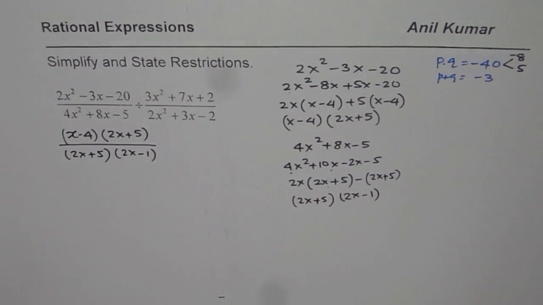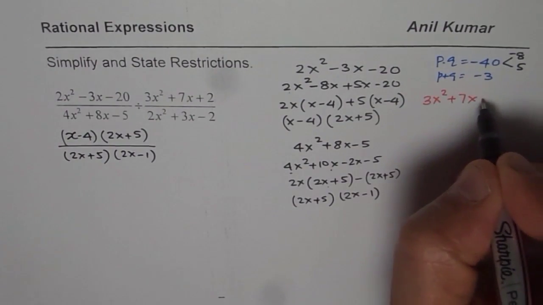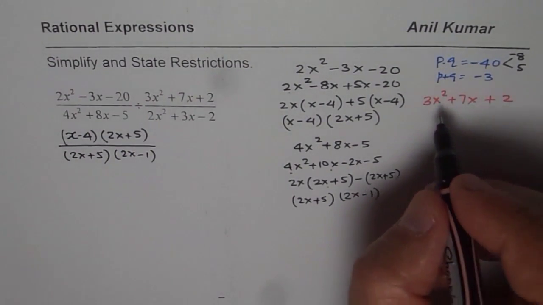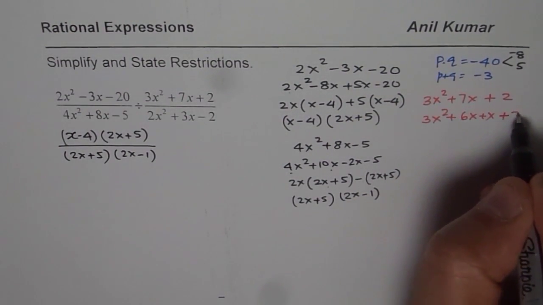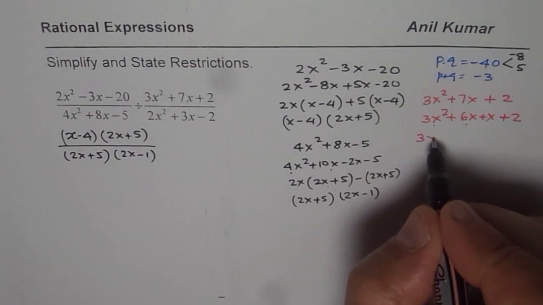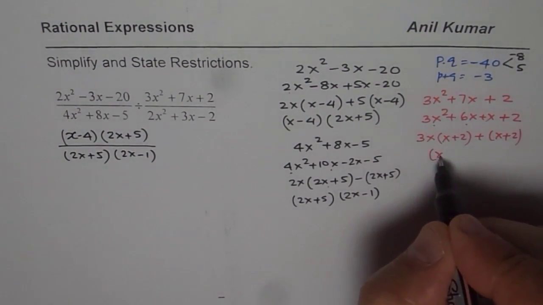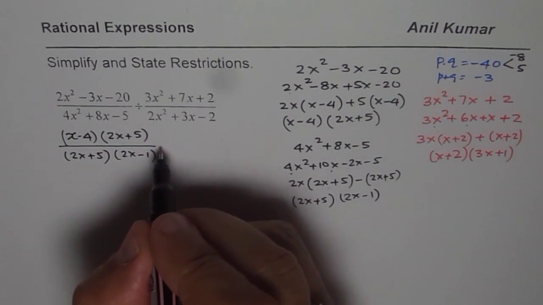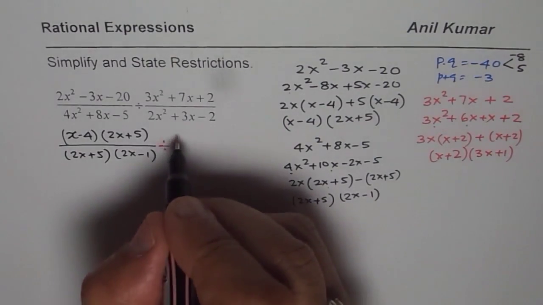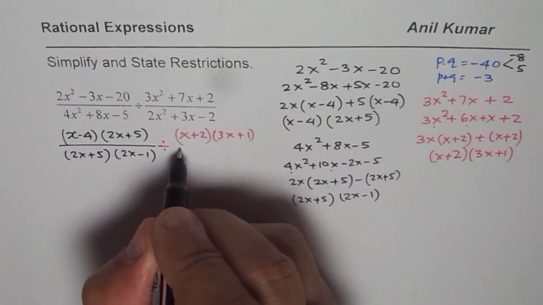Let's do the other two now. So we'll begin with 3x squared plus 7x plus 2. Product of 6, sum of 7. So it could be written as 3x squared plus 6x plus x, that is 7x, right? Plus 2. When you take these two terms, 3x is common. You're left with x plus 2. We already have x plus 2 here. X plus 2 is common now, and the other factor is 3x plus 1. So we'll write this factor here. So we have divided by x plus 2 times 3x plus 1. I hope you can see it, right?